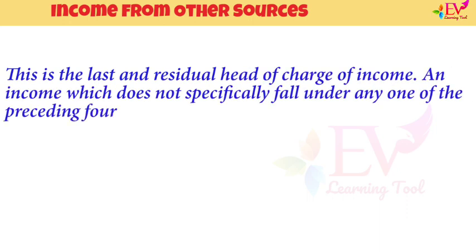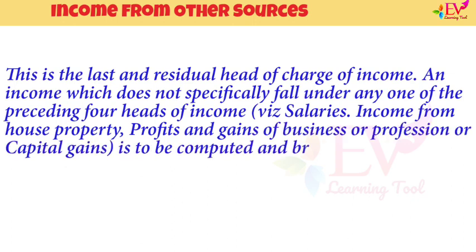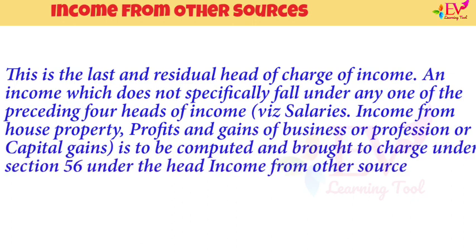An income which does not specifically fall under any one of the preceding 4 heads of income, that is salaries, income from house property, profits and gains of business or profession, or capital gains, is to be computed and brought to charge under Section 56, under the head Income from other sources.